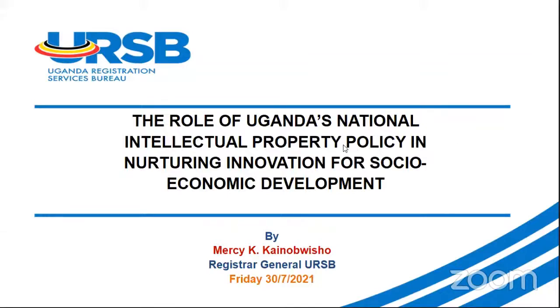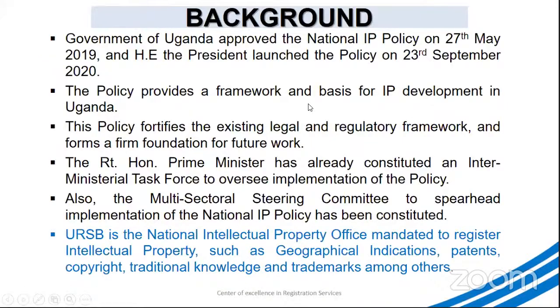What is critical for us is to note that the government of Uganda approved the National Intellectual Property Policy of 2019, and this was launched by His Excellency the President of Uganda in September 2020. This policy provides a framework and the basis for intellectual property development in Uganda, and it also codifies the existing legal and regulatory framework that relates to intellectual property. Before the national IP policy, we only had scattered legal regimes here and there in the different law books, but now we are glad that we have a policy that brings together all the legal, regulatory, and policy framework together.